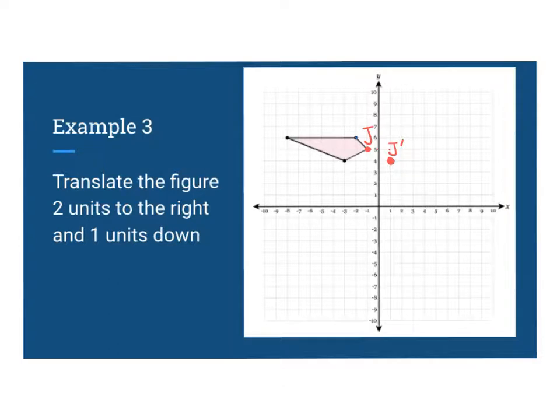And then we have this one, count 2 units to the right and 1 down. Here, 2 units to the right and 1 down. And then 2 units to the right and 1 unit down.